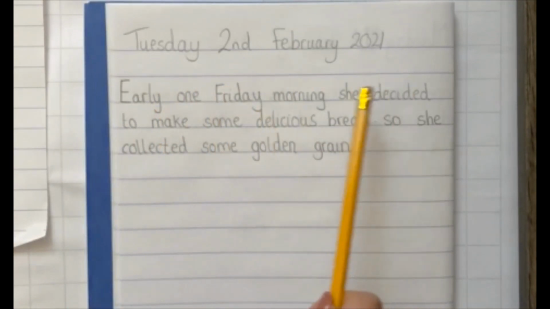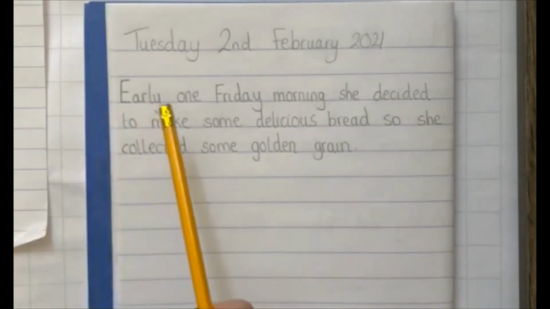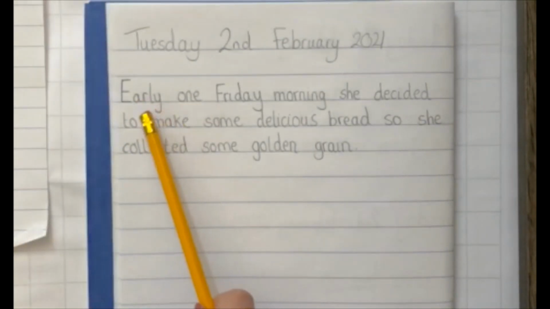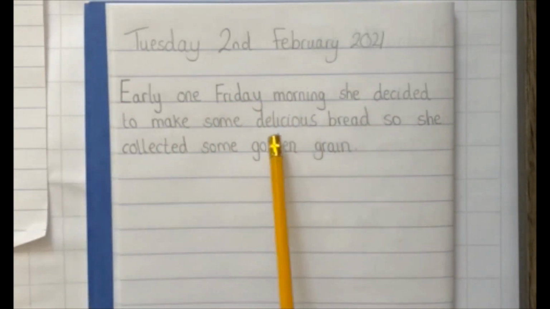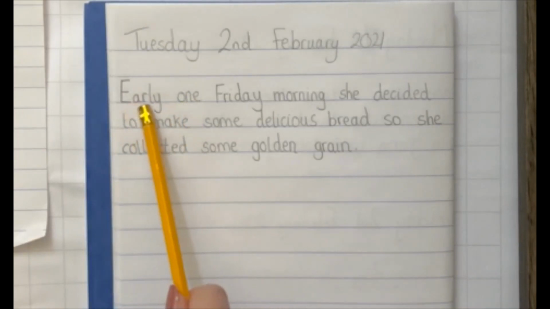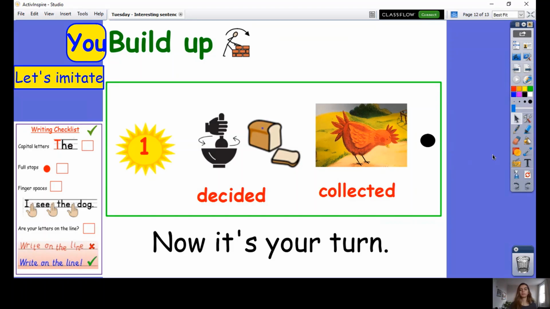Finger spaces? Yep, I've got finger spaces. I have written on the line. I've taken a lot of pride in my handwriting today. I have got my sentence starter, early one Friday morning. Next, I have got my adjective, delicious, for my bread. And lastly, I have got my adjective, golden, for my grain. So making sure you have a sentence starter and adjectives for your bread and your grain.